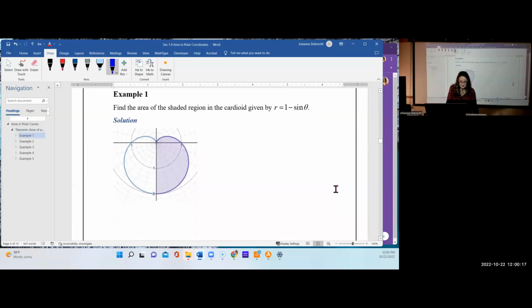Now let's take a look at example 1. In example 1, we want to find the area of the shaded region in the cardioid, and the cardioid is given by r equals 1 minus sine theta. So basically, we want the right half. We know from our knowledge of cardioids that they're symmetric, and the question is, we want to be able to integrate from here to here. Now, tricky thing about polar curves. Some students say, oh, well, that's 3 pi over 2, and that's pi over 2, so I'll integrate that way.